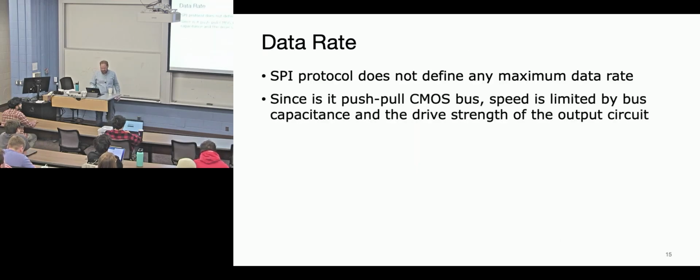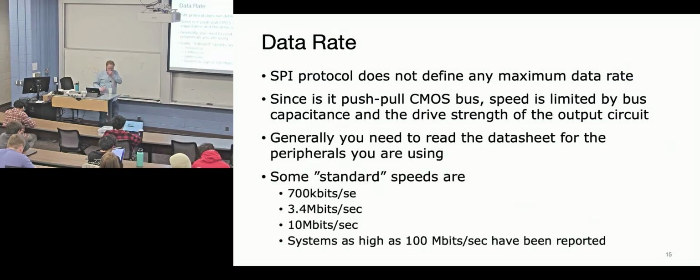There's no specific data rate. There are practical limitations here, so tens of megabits per second is usually where we're at with the spec, but there's no maximum defined rate. It uses traditional push-pull transmitters and receivers, so CMOS and NMOS and PMOS drivers that are going to push the data out.